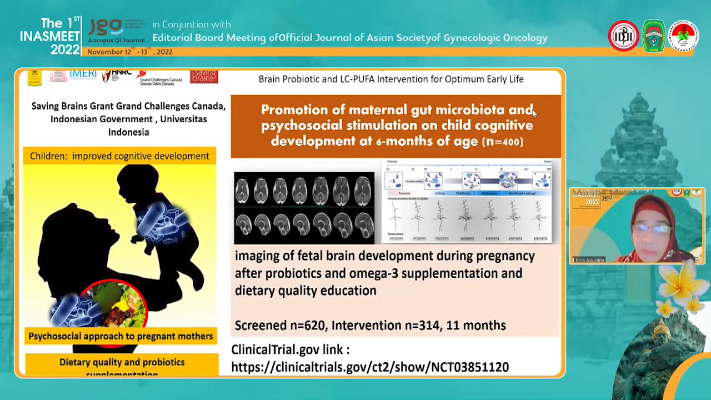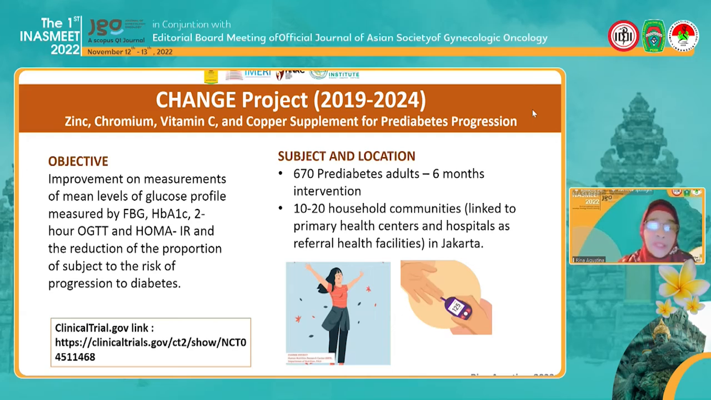where we actually measured the imaging of fetal brain development during pregnancy and also some other cognitive development. Then we also conducted a trial, now ongoing, called the CHANGE project. It's a combined zinc, chromium, vitamin C, and copper supplement for pre-diabetes progression for 670 pre-diabetic adults in Jakarta, which aims to improve and measure the mean level of glucose profile.